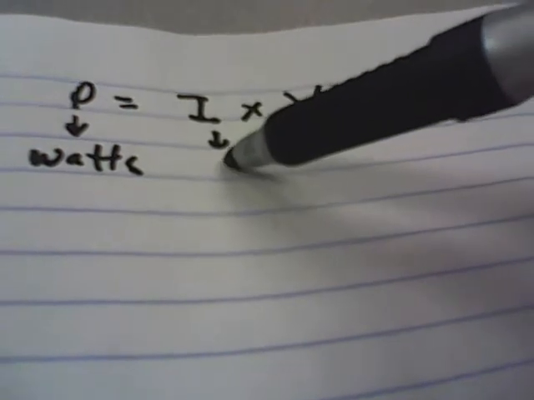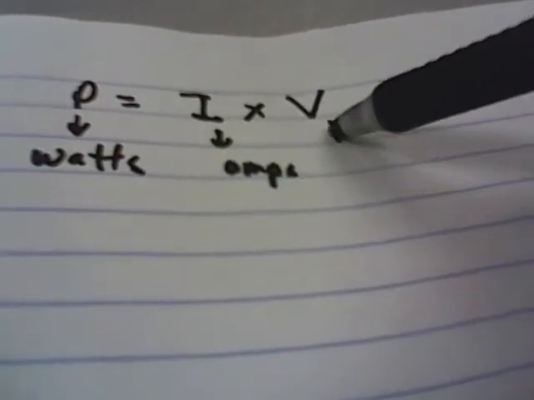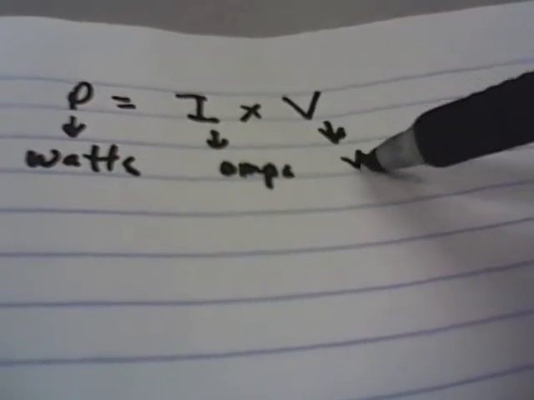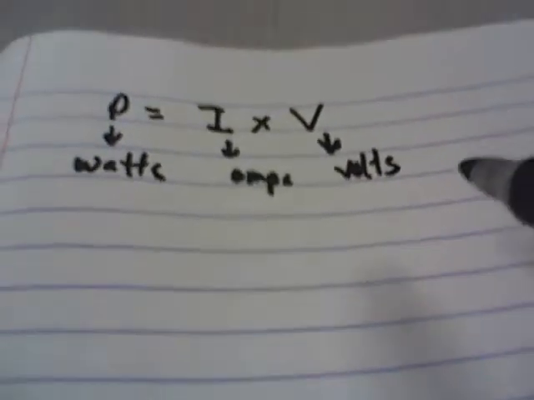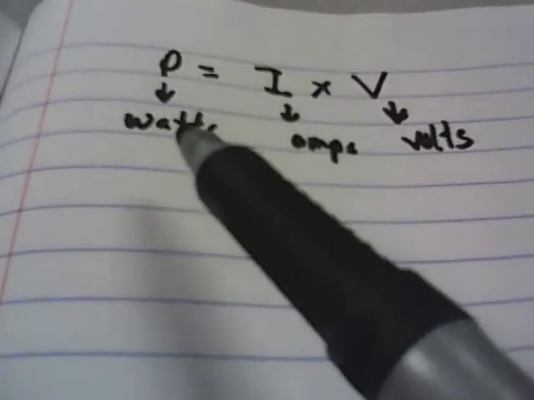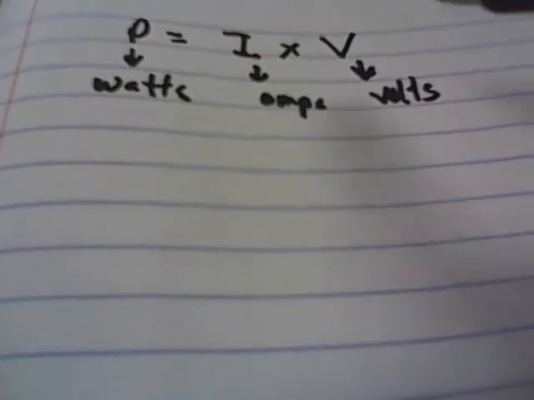Power we know is watts. Current we know is in amps. And V we know is in volts. So again, those are the terms that we'll be looking for when we're doing the question: watts, amps, and volts.